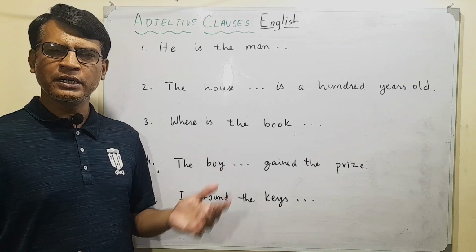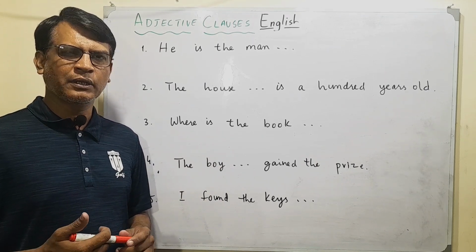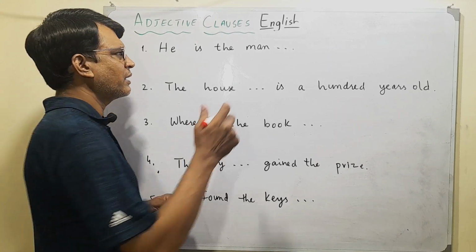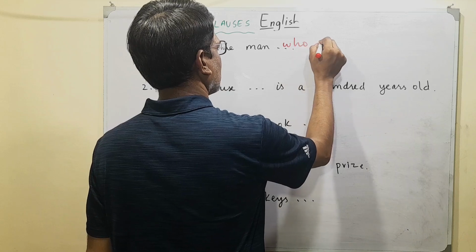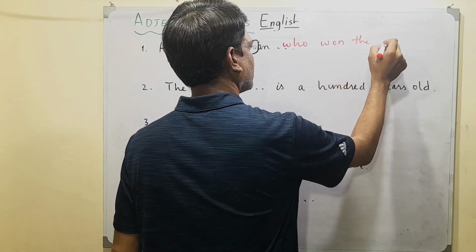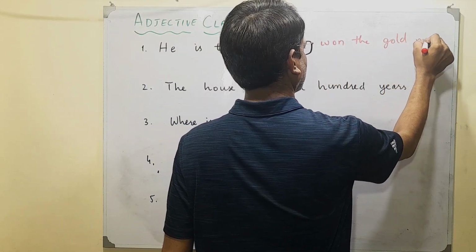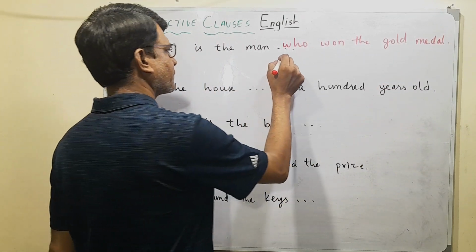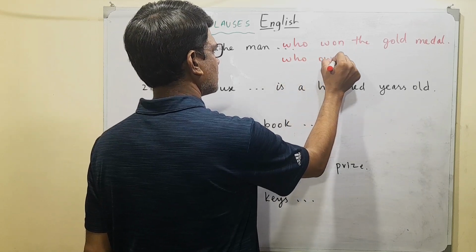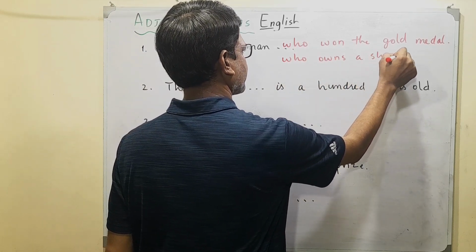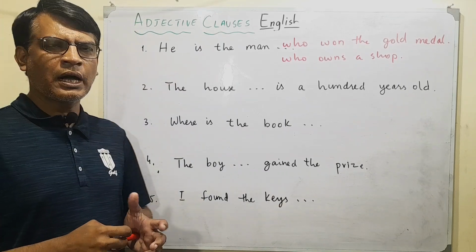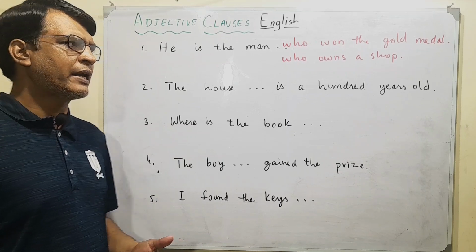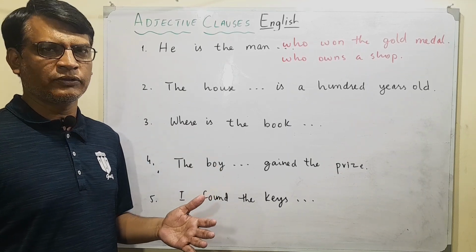So here we go. He's the man. Let's think what can come. He is the man who won the gold medal. Okay, he is the man who won the gold medal. He is the man who owns a shop. He is the man who I was looking for. He is the man who we can talk to. He is the man who is the CEO of that company.